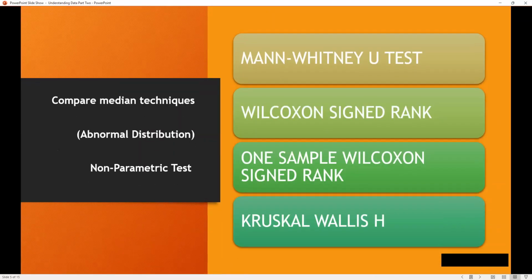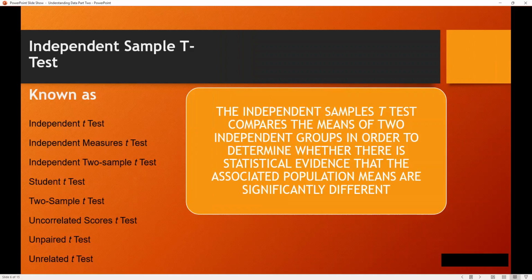So if your data sets are not normally distributed, instead of comparing the mean, you have to compare the median. So the following are the non-parametric tests. We have the Mann-Whitney test, the Wilcoxon rank test, the one sample Wilcoxon rank test, and also the Kruskal-Wallis H test. So the first we'll be considering today under parametric test is the independent sample t-test.